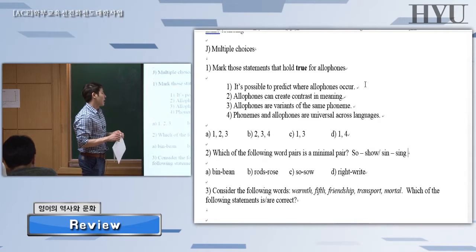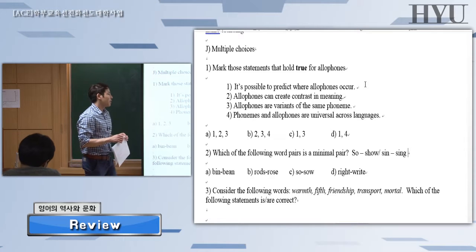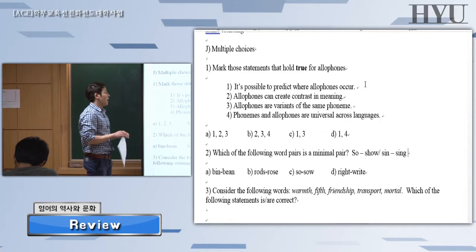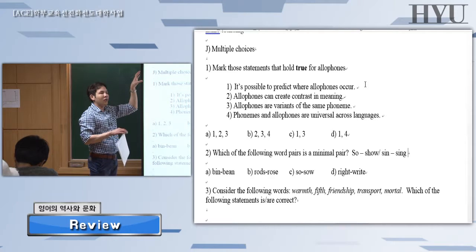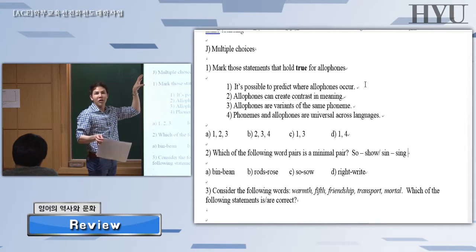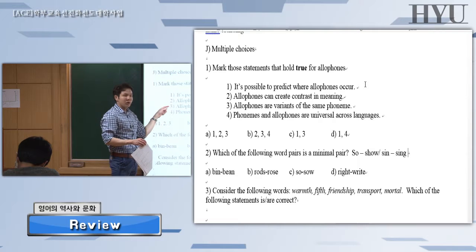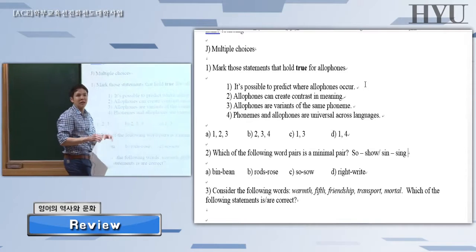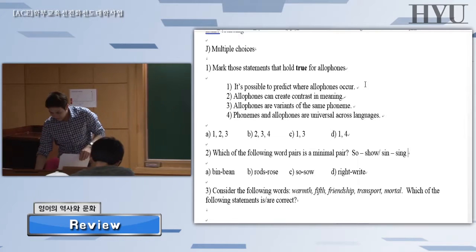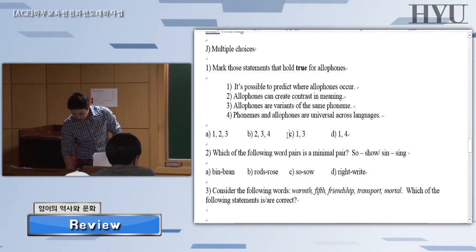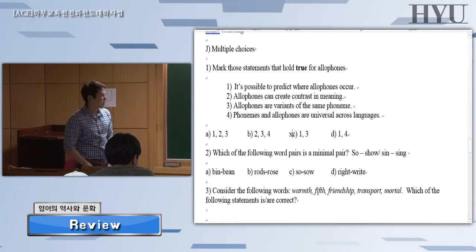And then number 4, phonemes and allophones are universal across languages. That's wrong, right? Because phonemes and allophones are language specific. What counts as a phoneme in Korean is not what counts as a phoneme in English, for example. So 4 is wrong. So only 1 and 3 are correct. So number C is correct, okay? So in this case, number C is correct.